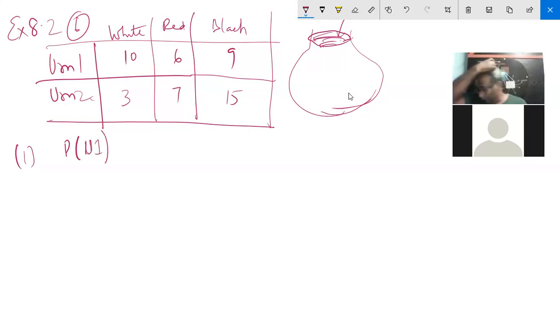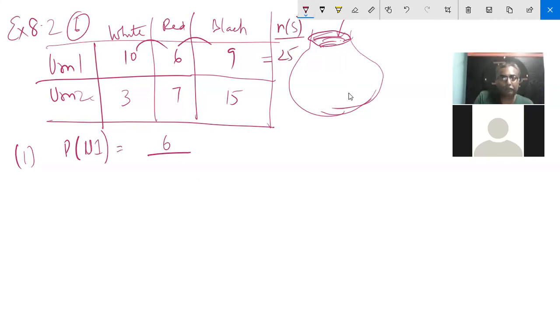Okay, let us deal with that situation. Okay, P of urn 1. Number of favorable cases, red, is 6. Total number of cases: 10 plus 6 plus 9. N of S we can put here. N of S will be 16 plus 9, 25. So the probability of picking a red ball from urn 1 is 6 by 25.